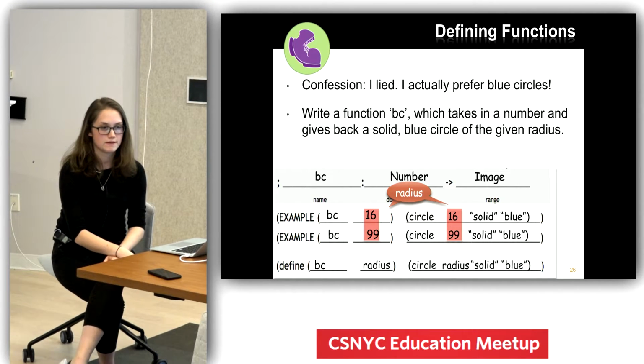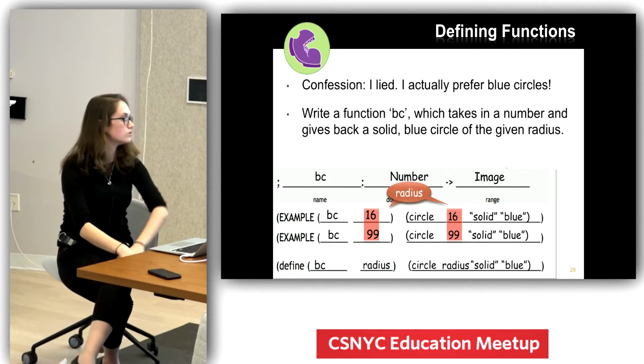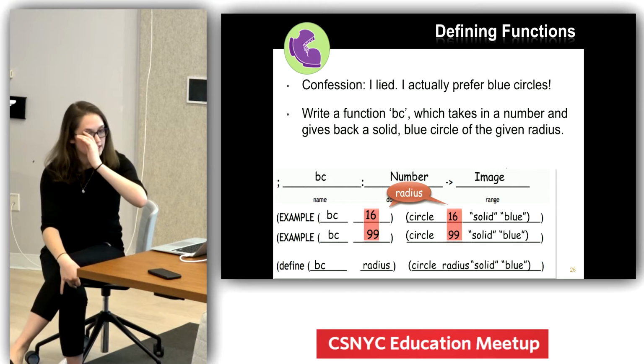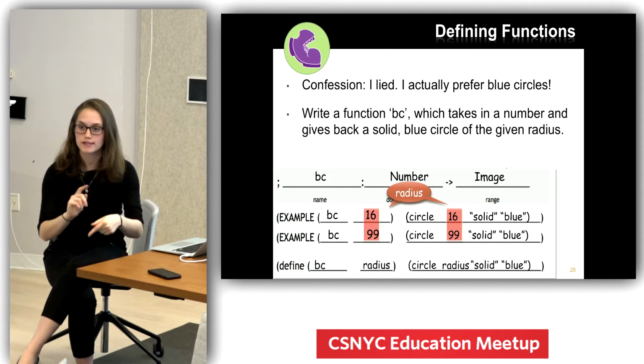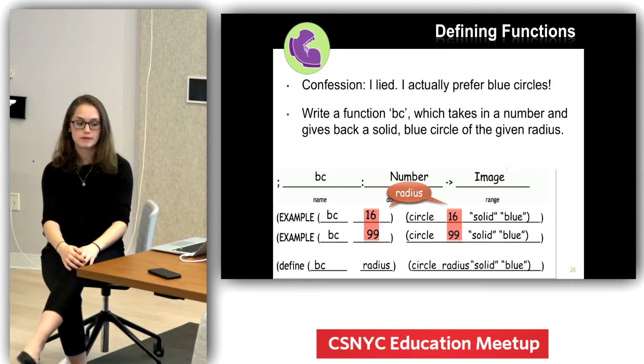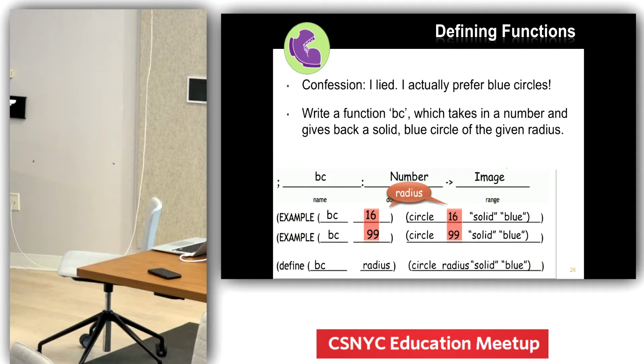Are you guys all typing this in? All right, so take 2 minutes to put in the entire design recipe for BC. Try breaking an example and seeing what the feedback is and how that's helpful. And then just try using the function BC. Capitalization does matter. So define is all lowercase, an example is all capital.